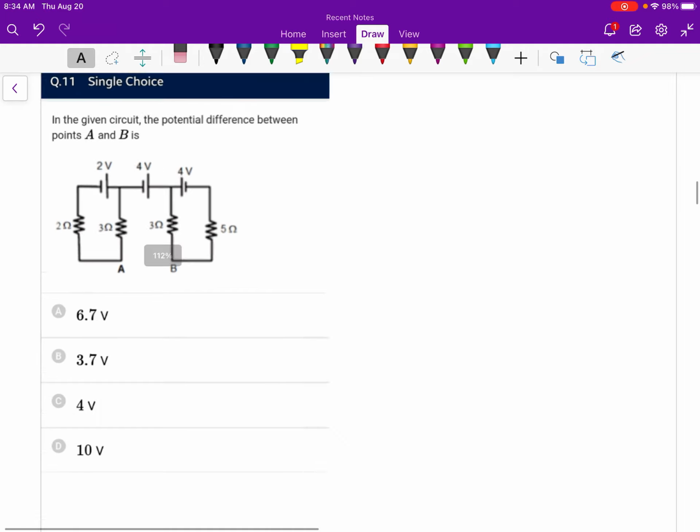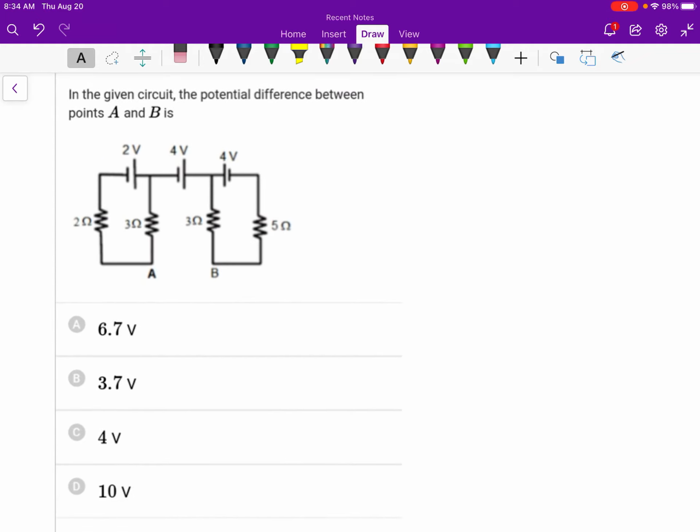In the given circuit, find the potential difference between points A and B. So guys, in this circuit, current flows, and the current is 2 upon 5, which is 0.4 ampere. And in this circuit, current flows in this direction, in this loop, and 4 upon 8, which is 0.5 ampere.